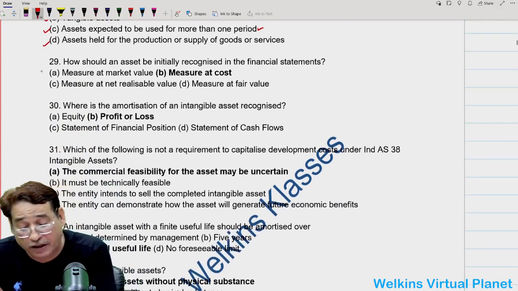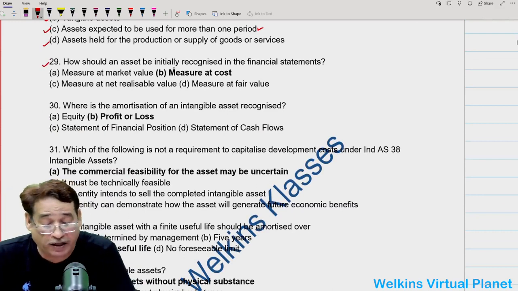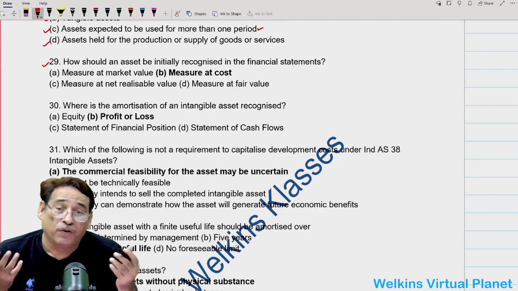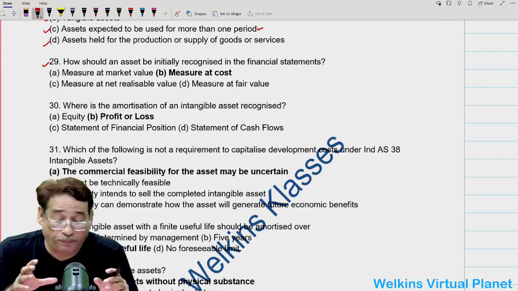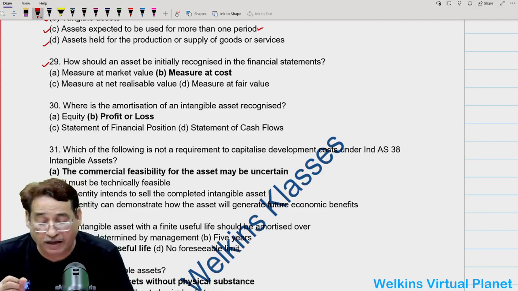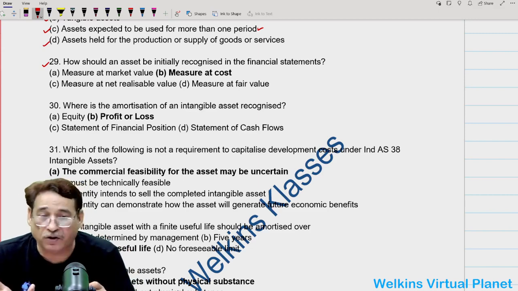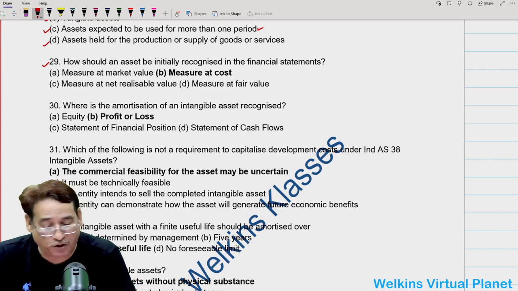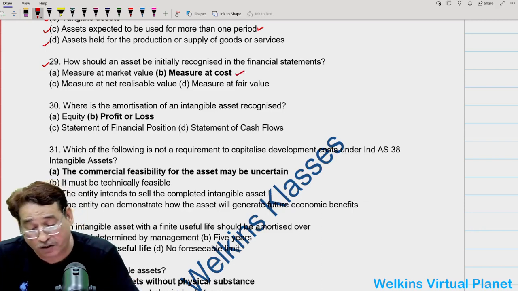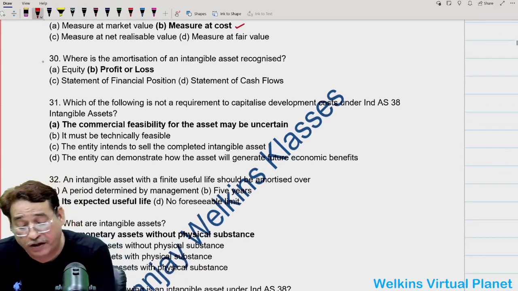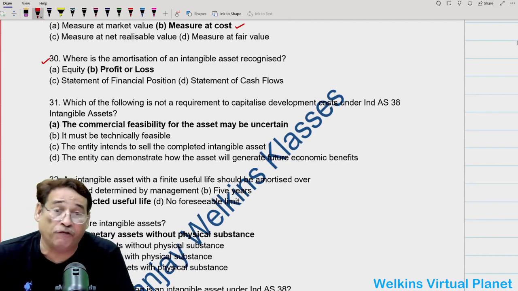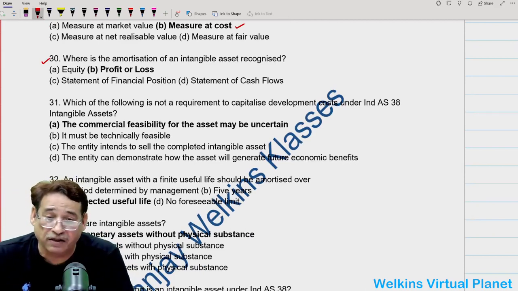How should an asset be recognized? Next question. How should an asset be initially recognized in financial statements? So whenever we are going to acquire an asset, how should I recognize it? Just a moment ago, I told you that initially we recognize the asset at cost, so your answer should be at cost.